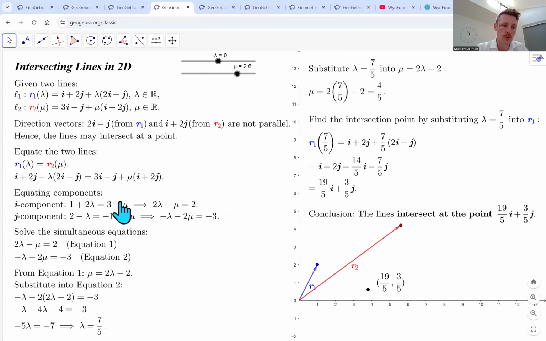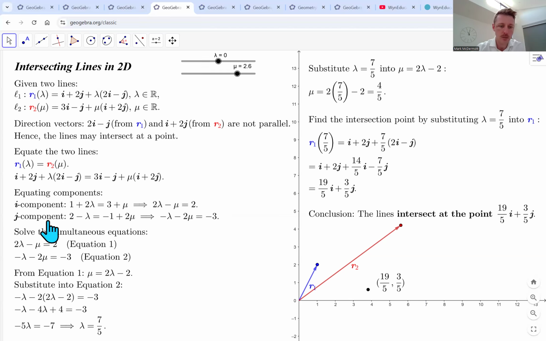Okay, and equate the components. So we're going to get 1 plus 2 lambda equals 3 plus mu. So that's equating the i components. And then just rearranging and simplifying a little bit, you get 2 lambda minus mu equals 2.